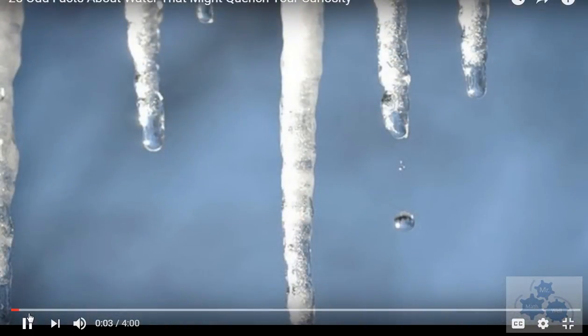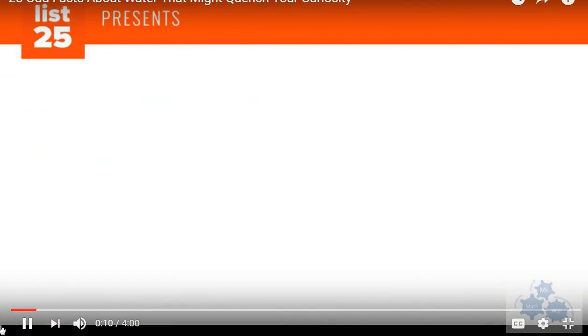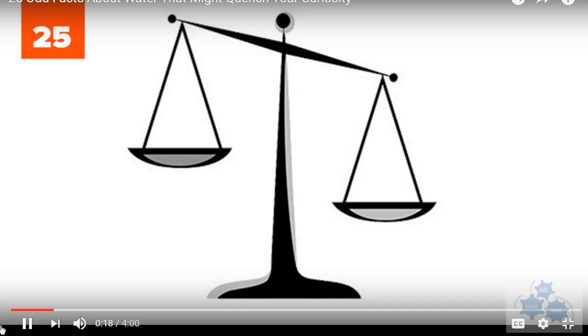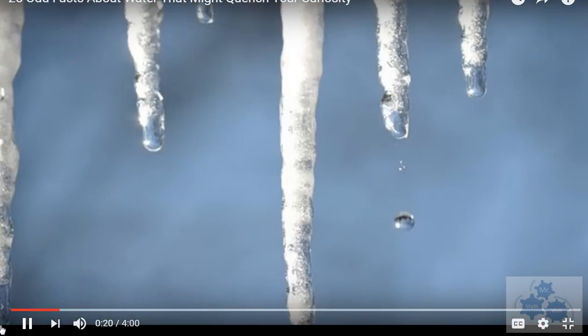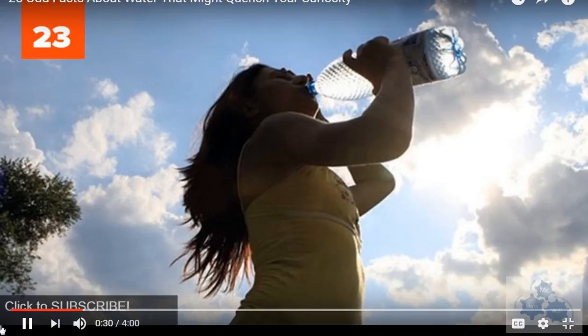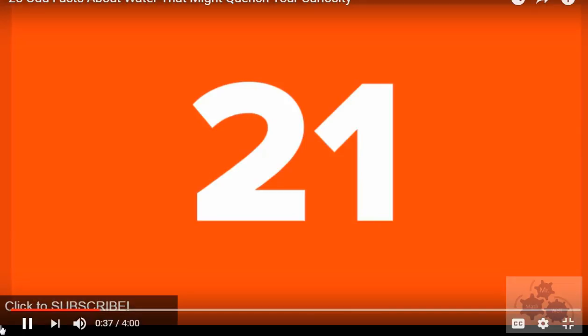Here are 25 odd facts about water that might quench your curiosity. Cold water is heavier than hot water. 24. And hot water can actually freeze faster than cold water under certain circumstances. 23. Only 1% of the world's water is drinkable. 22. In Peru, there's a billboard that creates drinkable water out of the air.